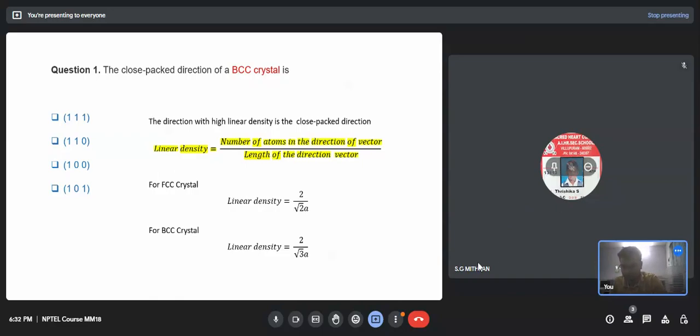Okay. So now I'll discuss the simple cubic crystal lattice. Here you can see there is no atom in the middle of the cubic lattice, and also none at the faces, only on the corners of this lattice.